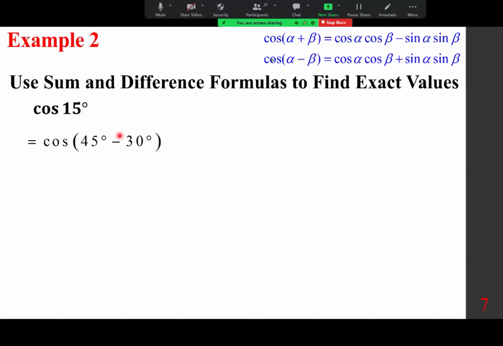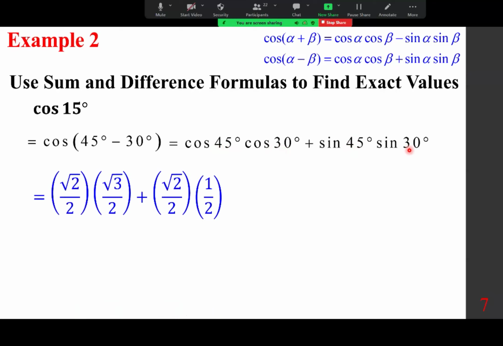So now you are going to follow this formula: cosine alpha cosine beta plus sine alpha sine beta. So cosine 45, cosine 30, plus sine 45, sine 30. So we just follow the formula. Again, common angles, we should know the answer. Cosine 45 is square root of 2 over 2. Cosine of 30 is square root of 3 over 2. Sine of 45 is square root of 2 over 2. And sine of 30 is 1/2.